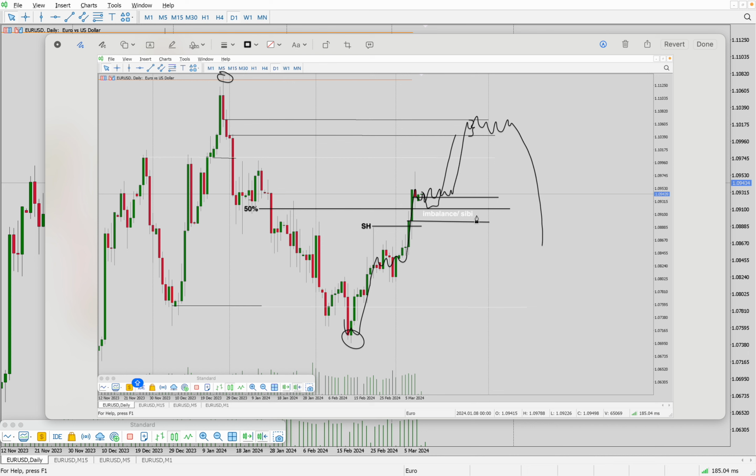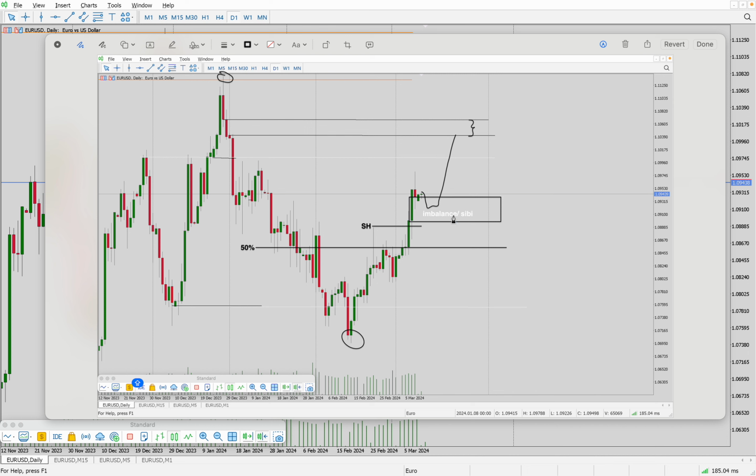Right now, let me remove it to annihilate any confusion. Forget the Fib for now. Let me just remove it. I want to draw a box in here around the structure. Remember, the close of that candle, the close of that candle.